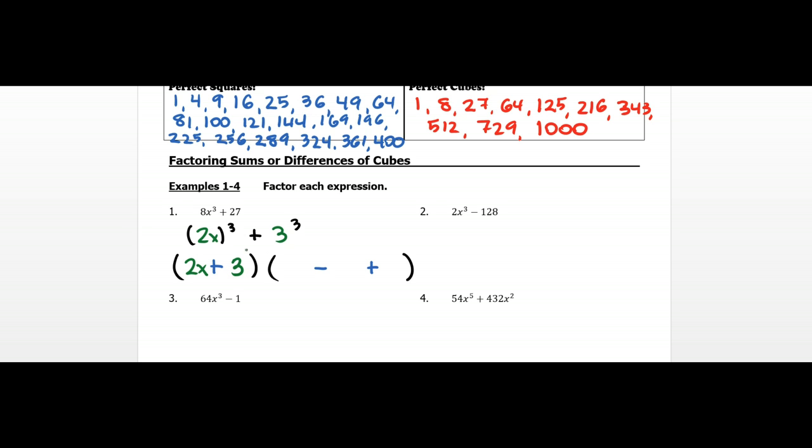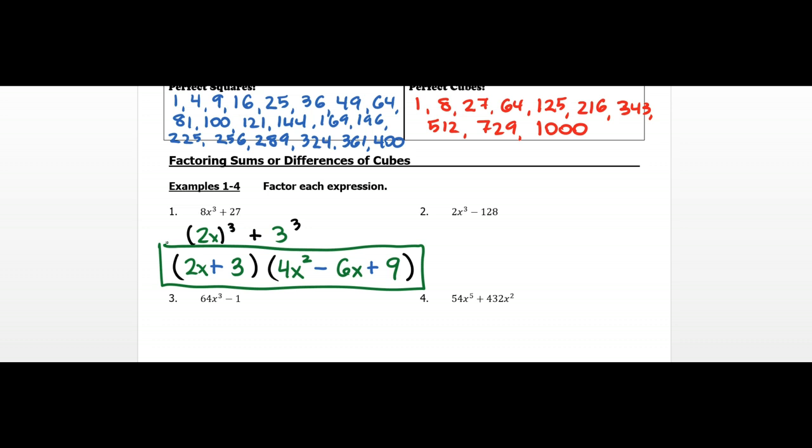Your trinomial, to get this first term here, you square the first term in your binomial. If you take a 2x and square it, you get 4x squared. You do the same thing to get the last term in your trinomial. You square the second term. 3 squared is 9. To get the middle term, you just multiply these two terms, 2x and 3, together. 2x times 3 is 6x, and voila, that is how 8x cubed plus 27 factors. It's just memorizing the rule and using it the same way every single time.